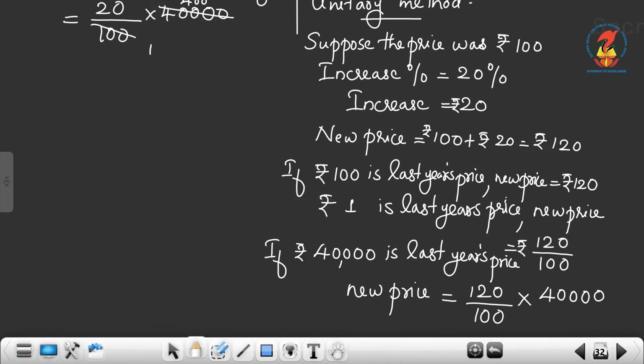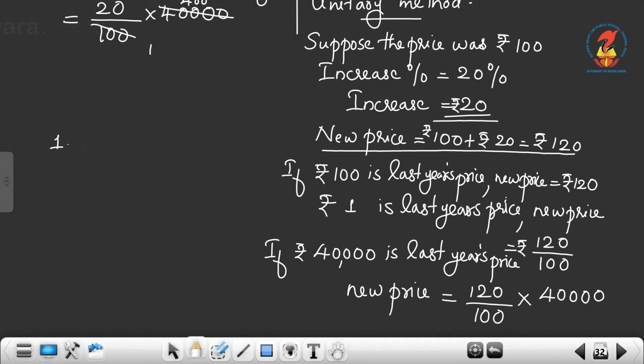20% increase. What is meant by 20% increase? Suppose the price was rupees 100. So the initial price, or last year's price, was rupees 100. Increase percent 20% means there is an increase of rupees 20. Therefore, the new price will be 100 plus 20, which is equal to 120.